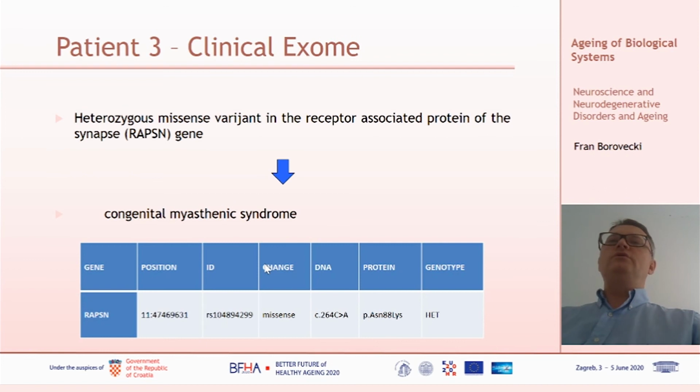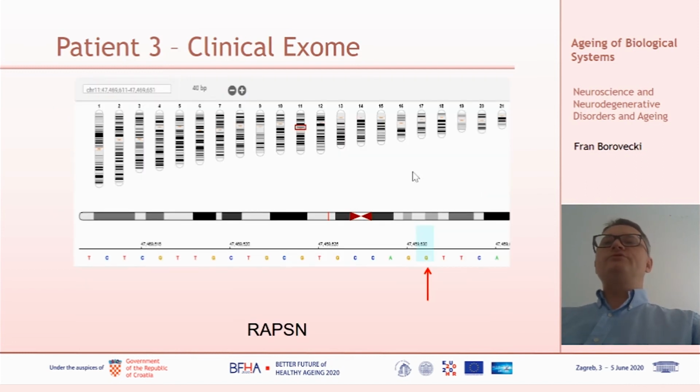So we used the analysis of 5,000 genes and found that she had a variant in the receptor-associated protein of the synapse, or RAPSN, gene, which causes congenital myasthenic syndrome. Here again, you can see the position, change, DNA, protein change, and genotype. Using this approach, we were able to diagnose a disease which otherwise could have been diagnosed in maybe 2 or 3 centers in the world.